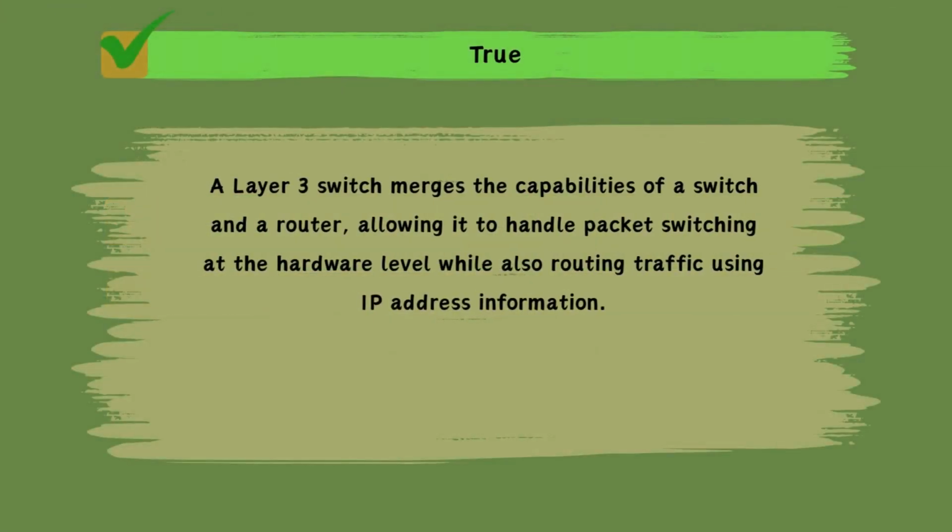A Layer 3 switch merges the capabilities of a switch and a router, allowing it to handle packet switching at the hardware level while also routing traffic using IP address information.